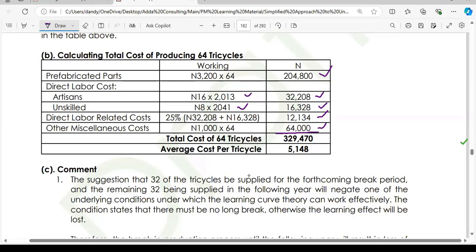So that's what produced 5,148 naira. So that's the unit cost per tricycle, 5,148 naira. Sorry, sir. Please come again on the average cost per tricycle. I said the average cost per tricycle is total cost of 329,470 divided by 64. Oh, okay. All right. Thank you, sir. You are welcome.